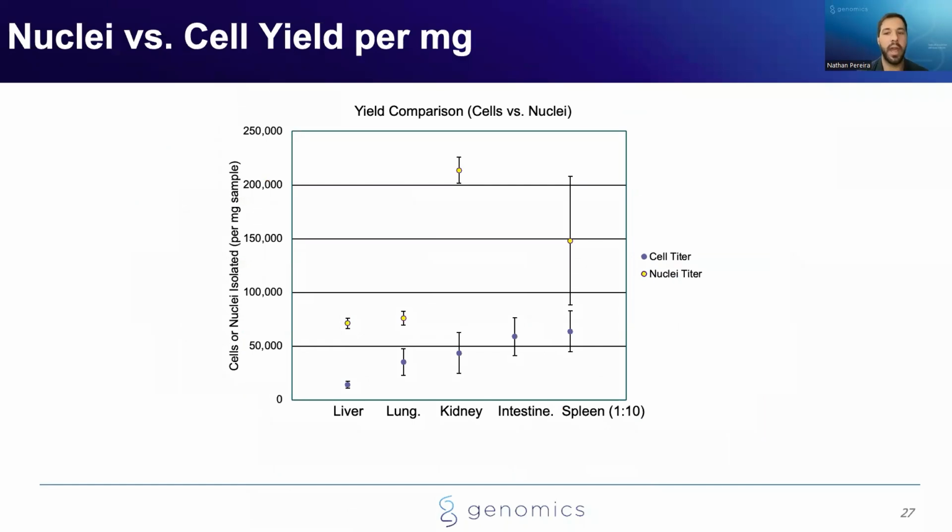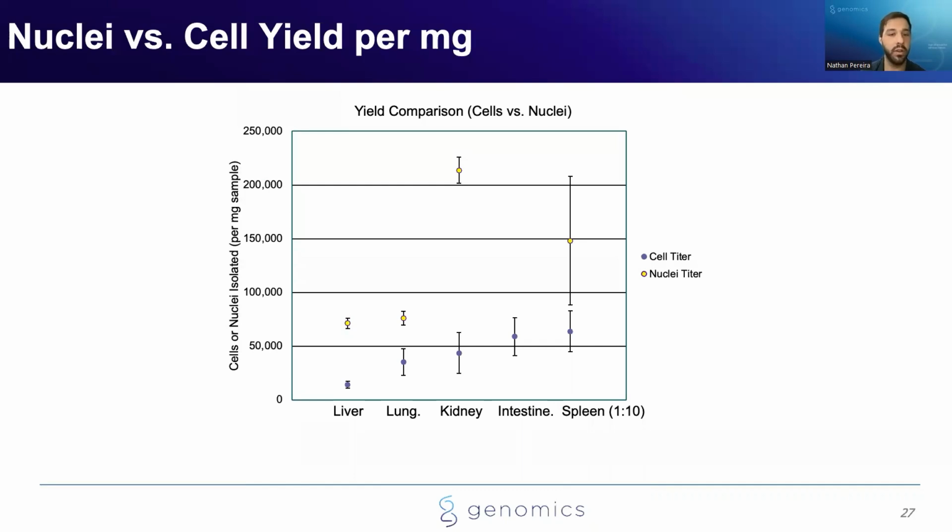Again, nuclei versus cell yields are going to be different when you're just trying to lyse and pull out nuclei from tissues. You're going to get more of them in a quicker amount of time. So this is a comparison of our data for liver, lung, kidney, and spleen for nuclei versus cell data. Not too dramatic, usually about a 50% increase. In the case of kidney, we are getting a lot more nuclei compared to cells.